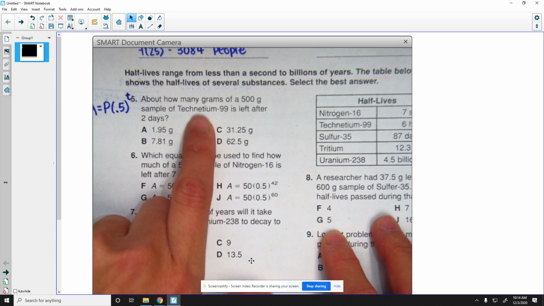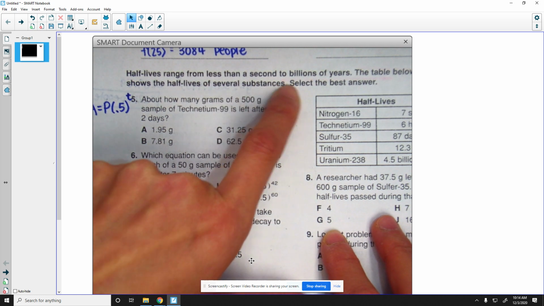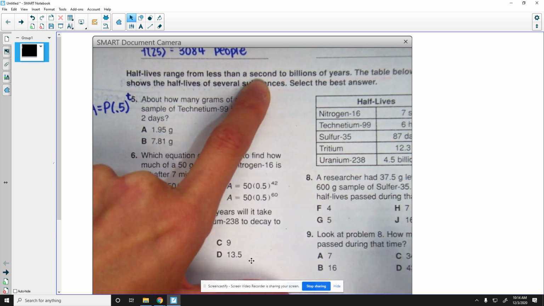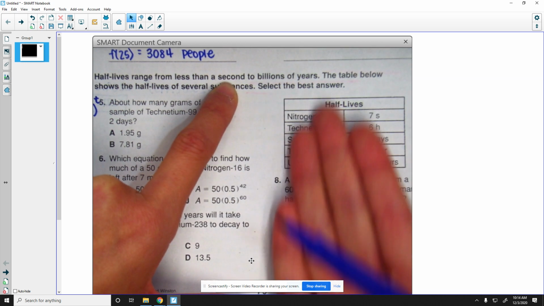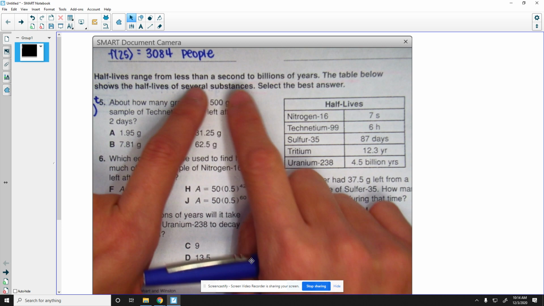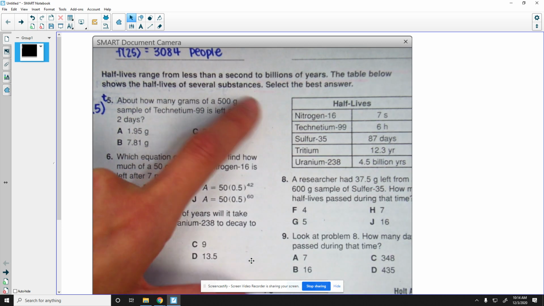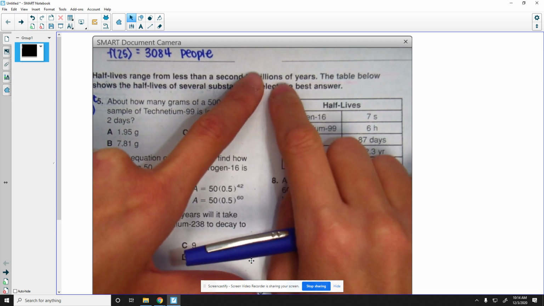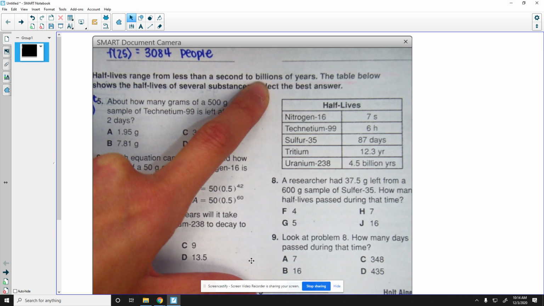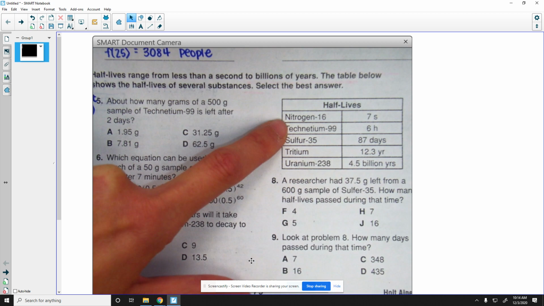So half-lives range from less than a second to billions of years. That means that depending on what the chemical is, sometimes it takes less than a second for it to lose half of itself, or sometimes it takes billions of years for it to lose half of itself. It just depends on the chemical.